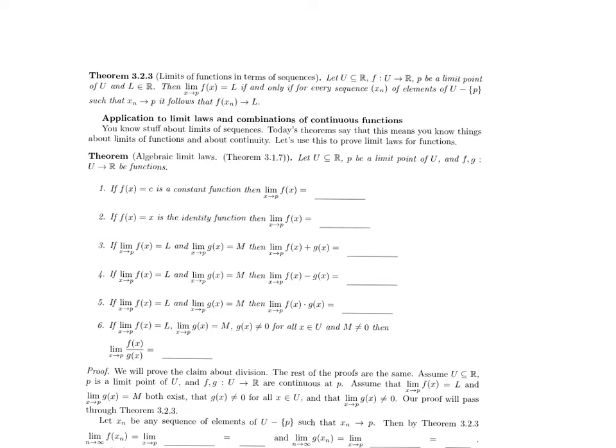If f of x is a constant function, then the limit of f of x is that constant. If f of x is equal to x, then the limit of f of x is that input p. The limit of f of x plus g of x is the limit of f of x plus the limit of g of x. The limit of f of x minus g of x is the limit of f of x minus the limit of g of x. The limit of f of x times g of x is the limit of f of x multiplied by the limit of g of x. The limit of f of x divided by g of x is the limit of f of x divided by the limit of g of x, provided you don't divide by 0 when you divide by g of x, and provided you don't divide by 0 when you divide by m.